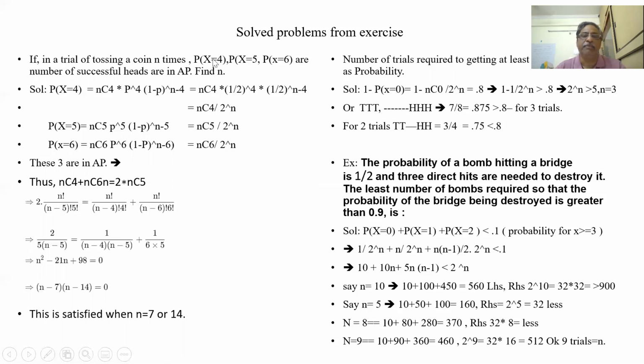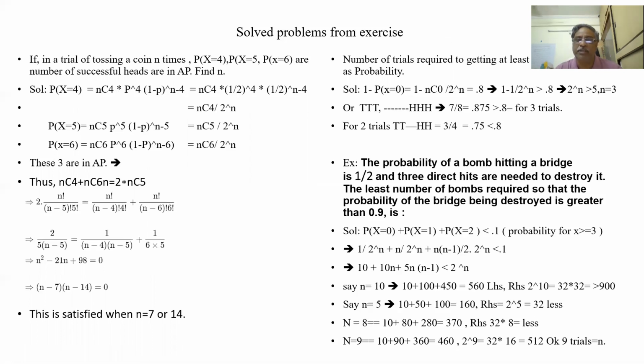So these three are in AP. That means nC4 by 2 to the power of n plus nC6 by 2 to the power of n is equal to 2 into nC5 by 2 to the power of n. 2 to the power of n can cancel. When I do the calculations, I get (n-7)(n-14) is 0. So n can be 7, n can be 14, which satisfies this condition. For n equal to 7 trials they are in AP, and for n equal to 14 trials also they are in AP. So understood how we proceed? This is a binomial probability distribution.